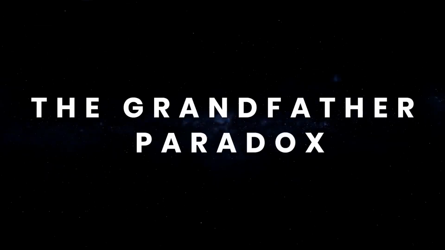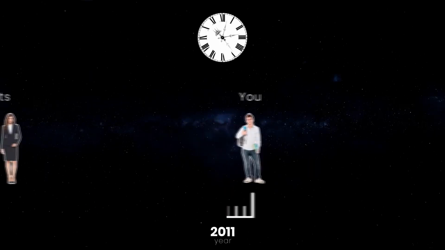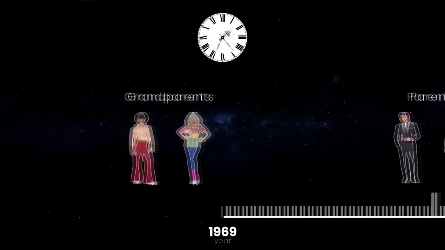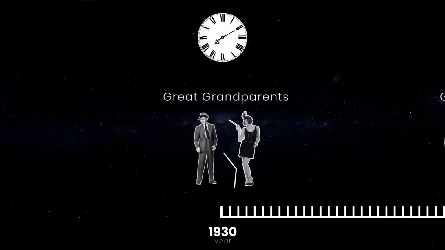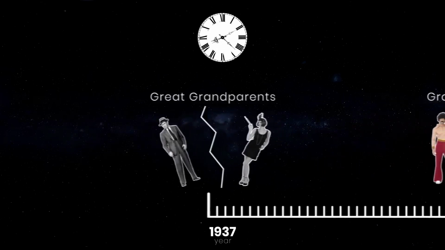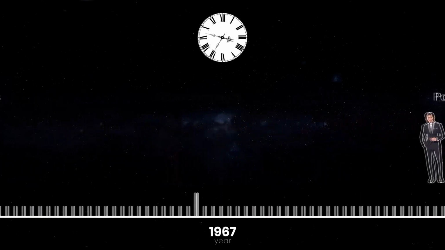Let's begin with the grandfather paradox. Imagine that you could travel back in time and kill your grandfather before your father was born. If your grandfather was never born, then your father would not have been born and therefore neither would you. But if you were never born, then you couldn't have traveled back in time to kill your grandfather. This is a paradox because the outcome of the action prevents the action from happening in the first place.